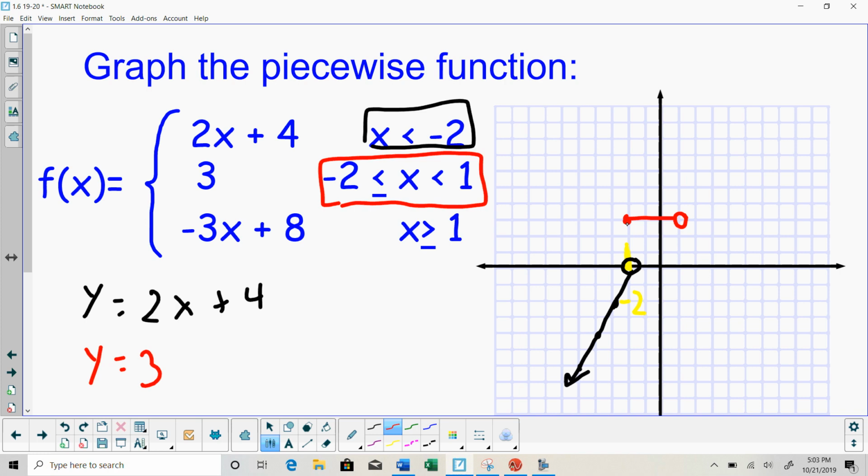All right, and then that brings us to the last piece of our graph, which is y equals -3x plus 8.